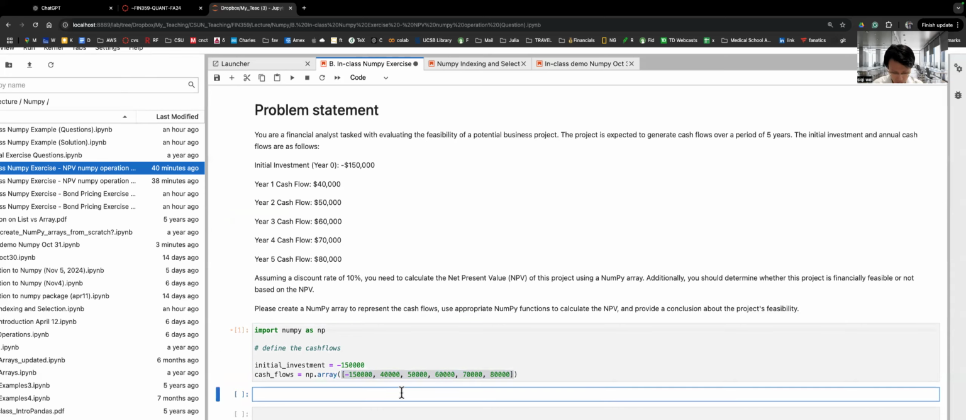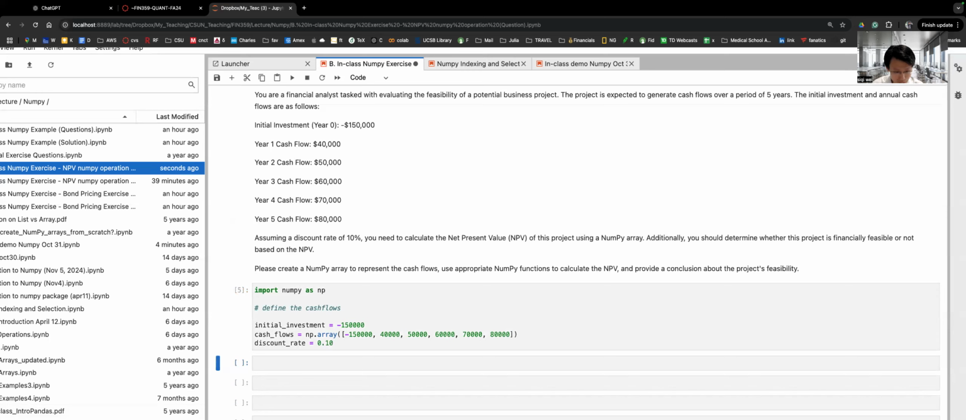So we've defined the cash flows, and now the third input parameter will be the discount rate, which is at the level of 10%. All right, so what's going to be the next step? What we want to do is to calculate the NPV using the NPV formula.